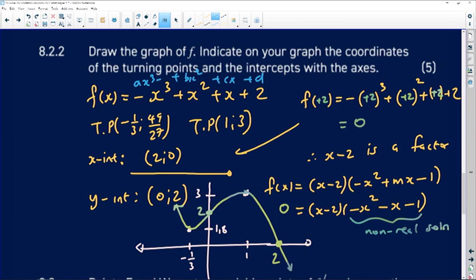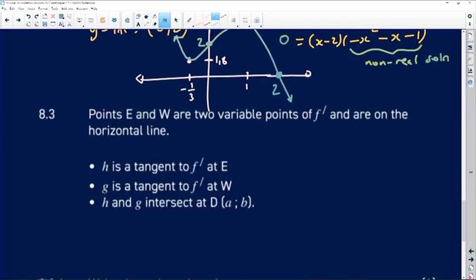Okay. So now the follow-up part says here, points E and W are 2 vertical points on the derivative graph and are on the horizontal line. H is a tangent to the derivative graph at E, and G is a tangent to the derivative graph at W. H and G intersect at point D. Okay, so now we're trying to find these 2 tangents that they're talking about. Apparently we're going to have 2 tangents, but these are tangents to the graph of the derivative, not the original function. Okay, it's very important for us to keep that in mind.